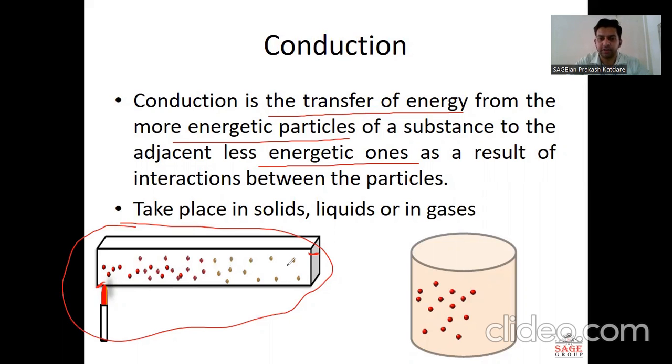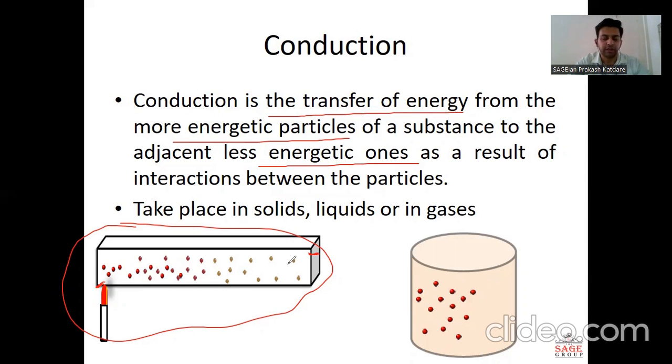In gases, the heat transfer due to conduction takes place because of molecular collision. In molecular collision, the high energy molecules will collide with low energy molecules, and during this collision, they will transfer some part of their energy. In liquids also, the mechanism is the same, that is molecular collision. The only difference is that in liquids, the intermolecular distance is less.